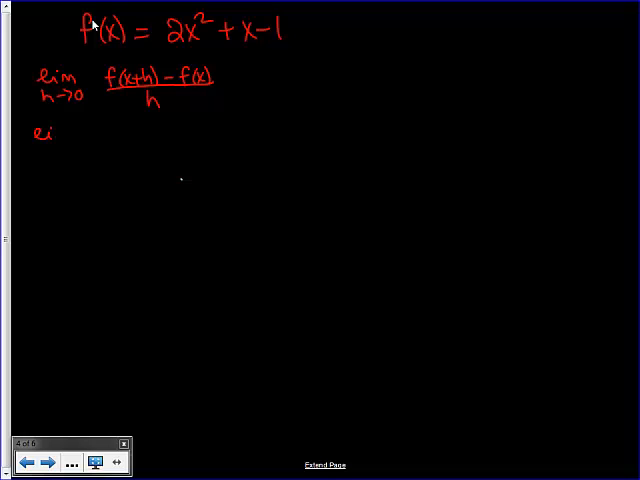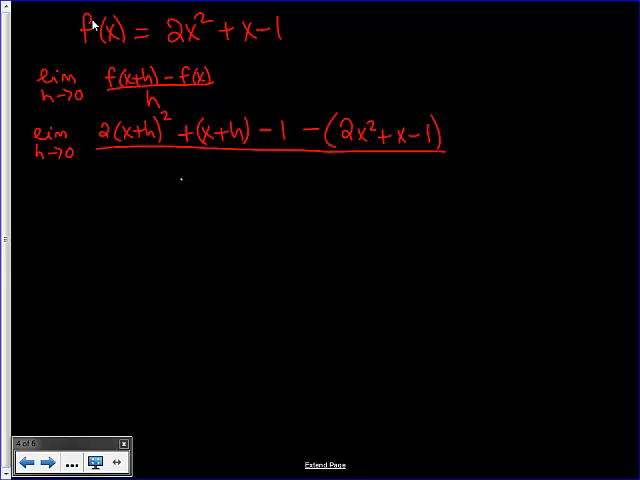So the limit as h approaches 0 of 2 times x plus h squared. Just a reminder that x plus h goes everywhere x is, plus x plus h minus 1, all minus 2x squared plus x minus 1. Everything divided by h. Now we're going to have to do some foiling and some distribution.